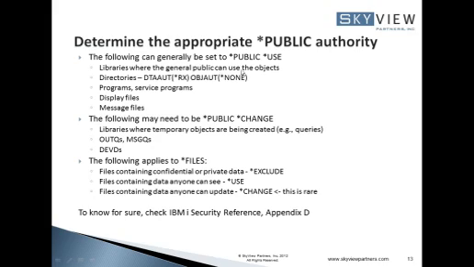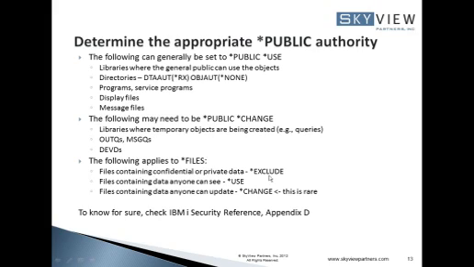So things that can usually be set to public use are directories, programs and service programs, display files, message files. There are some objects that need to remain at public change, things like out queues and message queues typically. You may have some libraries where temporary objects are being created, device descriptions have to be public change, and so forth. So then files, again, is where you want to concentrate.